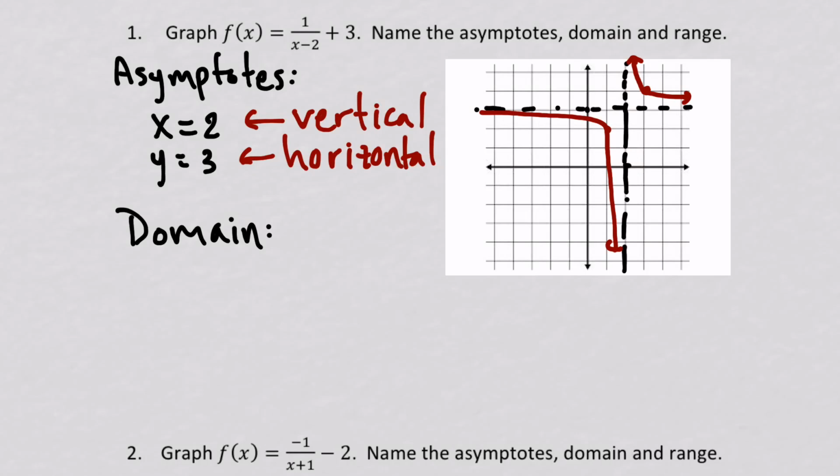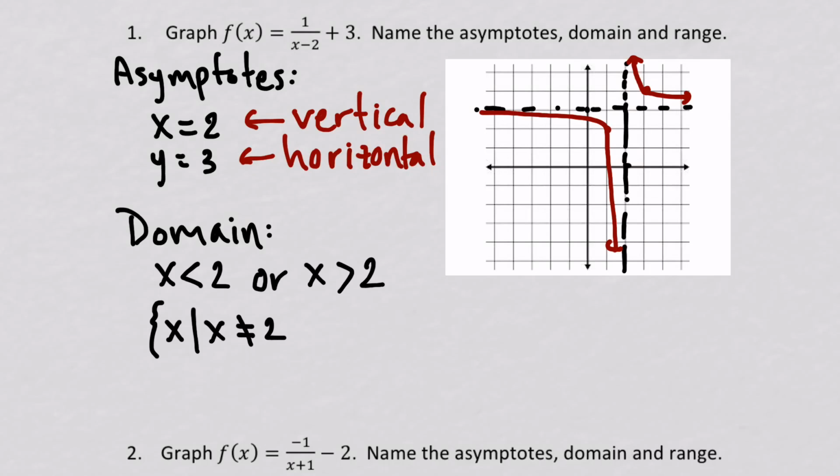So what you've got to do is say it's all the numbers before positive 2 combined with all the numbers after positive 2. So it's going to look like this. All the numbers before 2 or all the numbers after 2. So basically just not 2. That's inequality notation. In set notation, it's going to look like this. All the values of x such that x does not equal 2.